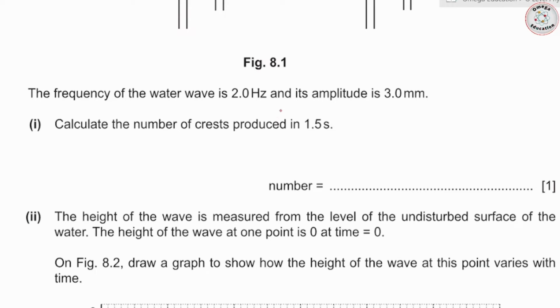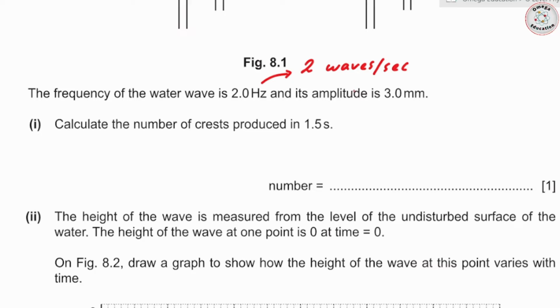So the thing is, the frequency of the water wave is 2 hertz. Now what does that mean? That means it would be exactly 2 waves, or you can say 2 crests per second. This is how we define frequency. So 2 hertz would mean 2 waves or 2 crests per second.